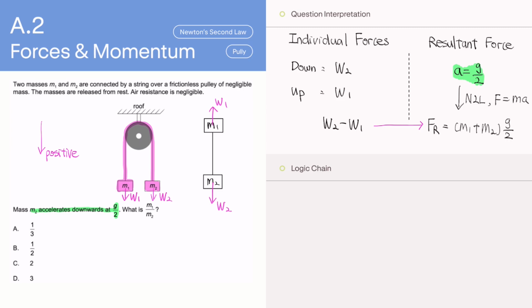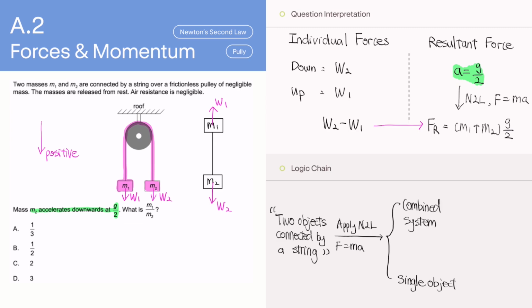Let's take a step back and plan for the question. This type of question, two objects connected by a string, usually requires students to apply Newton's second law to the combined system and a single object. We went for the combined system first, identified both individual forces and the resultant force, and constructed an equation. Since one equation is enough for this problem, we did not continue with the single object view. But if you encounter a problem in which one equation is not enough, just go for the single object view.